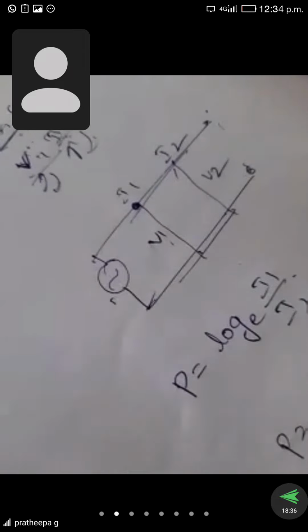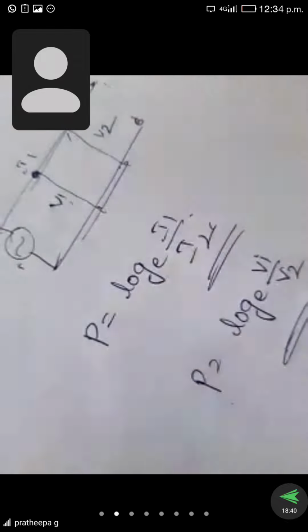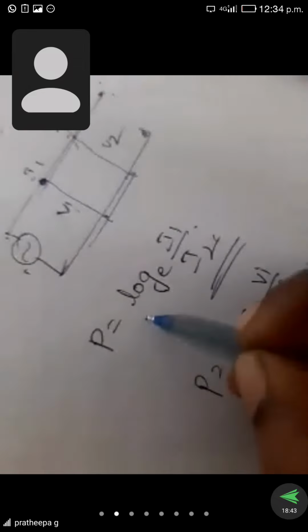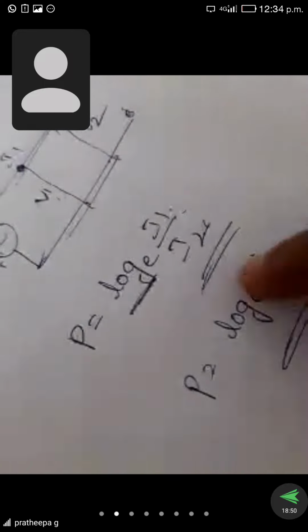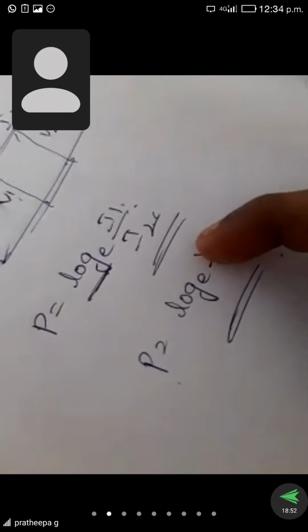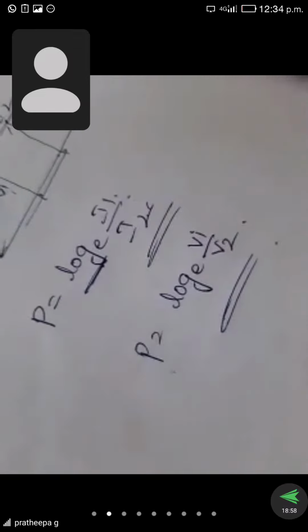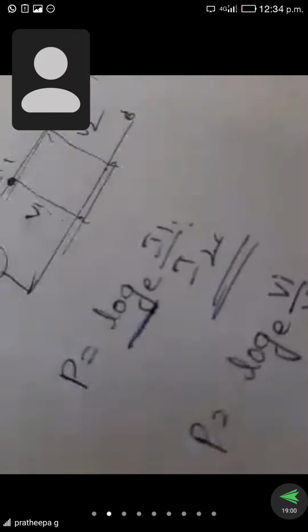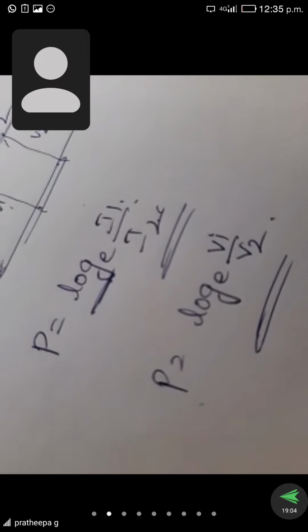Okay, and then what is propagation constant? It is the natural logarithm of the ratio of the currents or voltages which are entering into the circuit or leaving from the circuit. That is the definition of propagation constant.